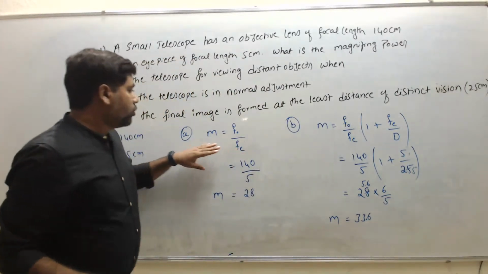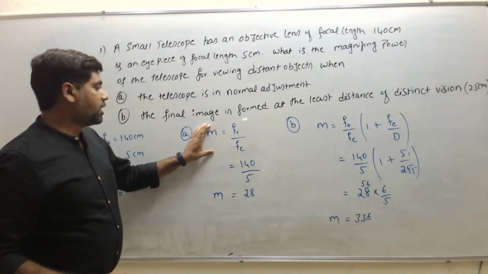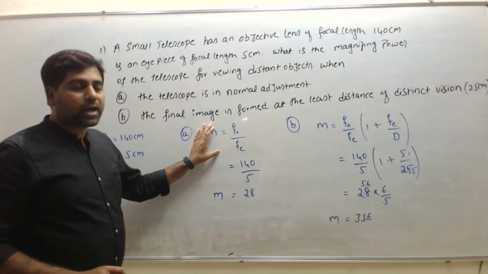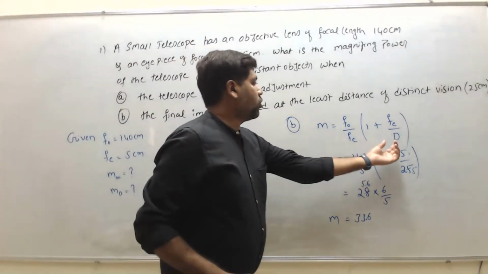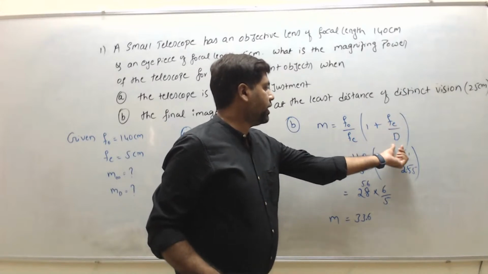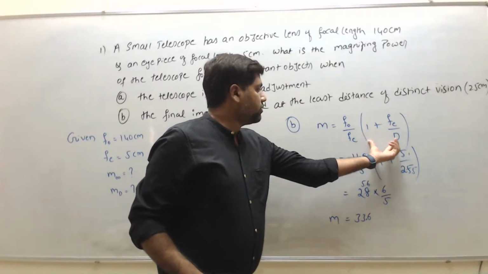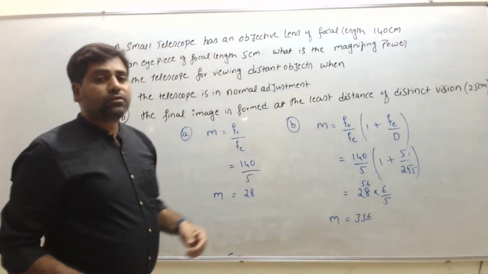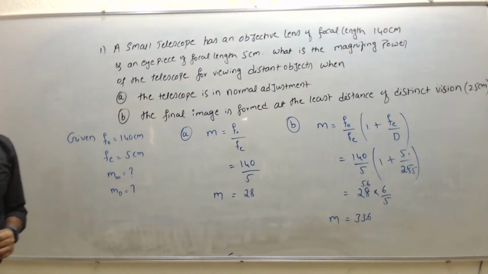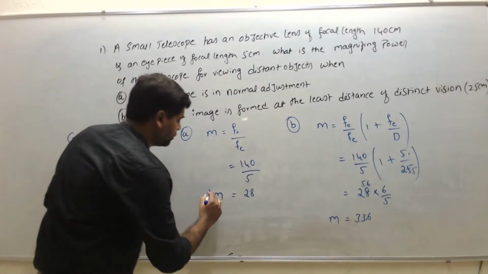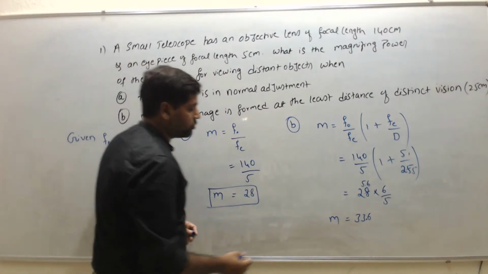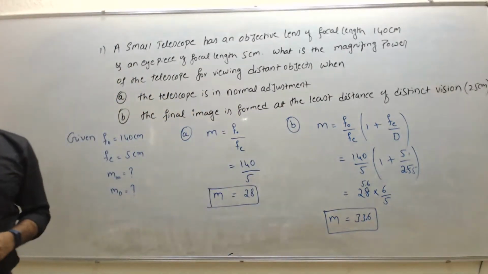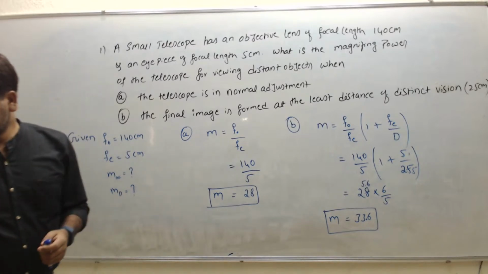So you have to remember these formulas, that is M is equals to f0 by fe. This one is for the image is formed at infinity, and here one more term will be added, 1 plus fe divided by d. So this one is the magnifying power for the image is formed at least distance of distinct vision. So M is equals to 28 and M is equals to 33.6, right?